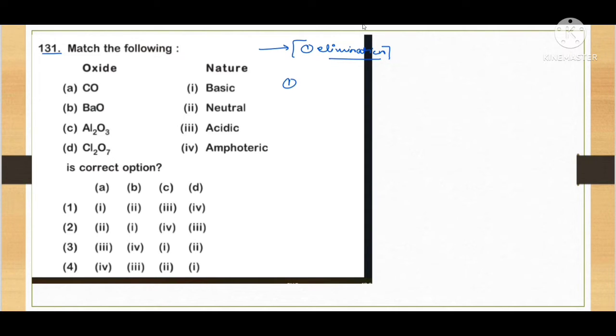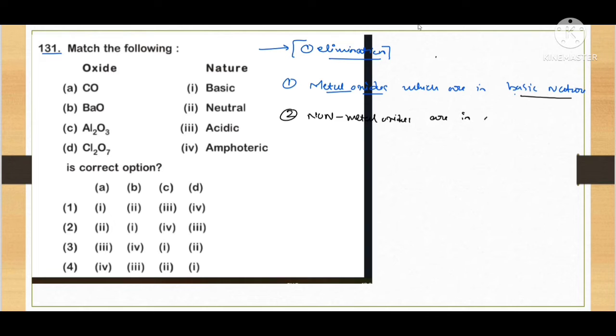Here are some points to remember. The first point is metal oxides. We have to remember that metal oxides are basic in nature. Second point, non-metal oxides are acidic in nature. Okay, metal oxides are basic in nature and non-metal oxides are acidic in nature.